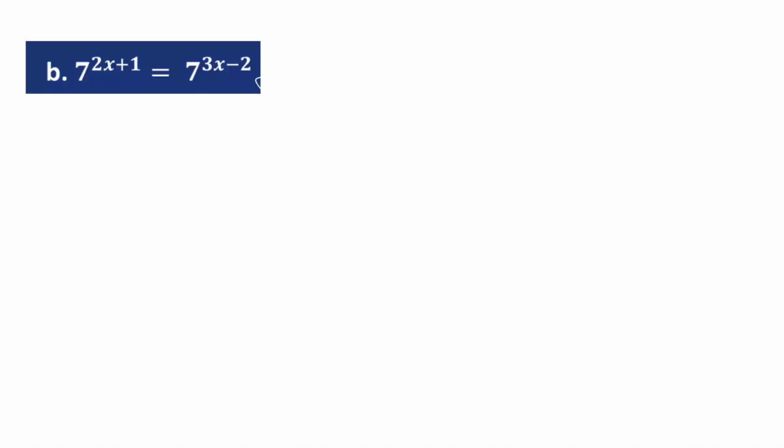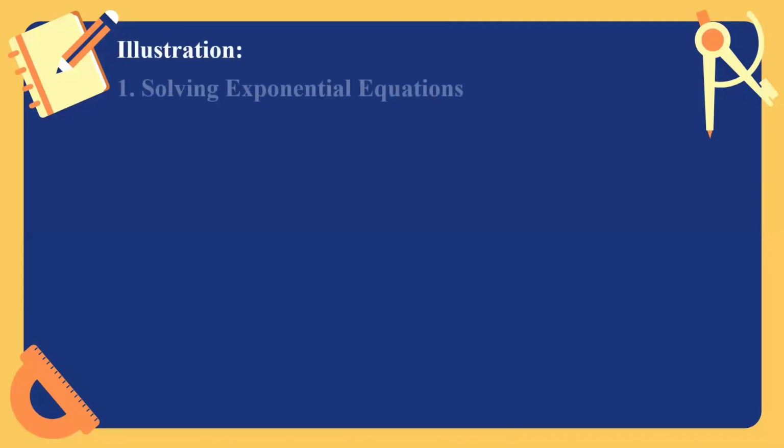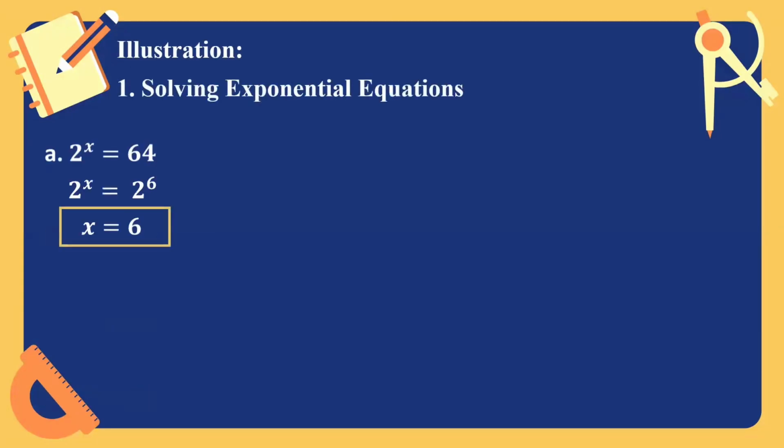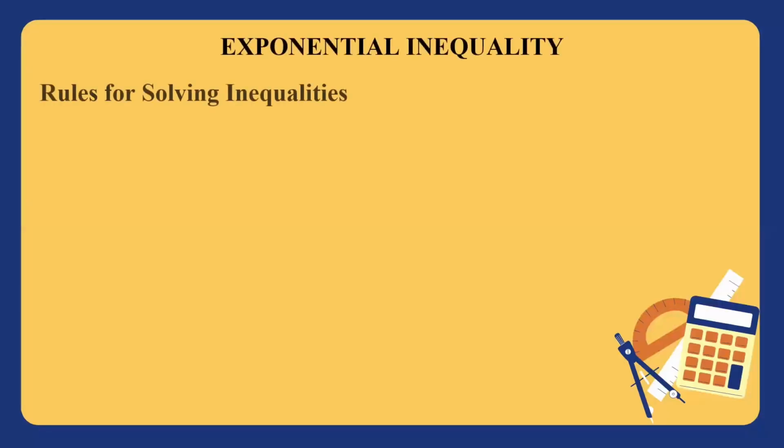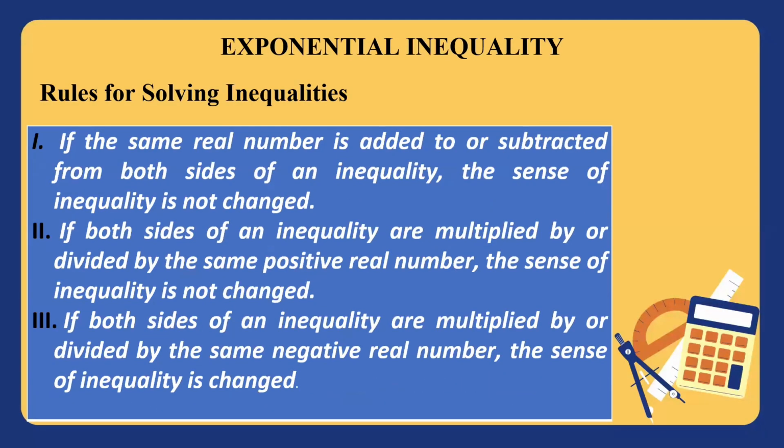Now we are moving to our exponential inequality. So sa inequality or the exponential inequality, meron tayong basic rules na kailangan i-consider. So these are, first, if the same real number is added to or subtracted from both sides of an inequality, the sense of inequality is not changed. So kaya po, ibig sabihin, kung nag-a-add daw tayo or nagsasubtract from both sides ng inequality, then hindi magbabago yung inequality symbol natin.